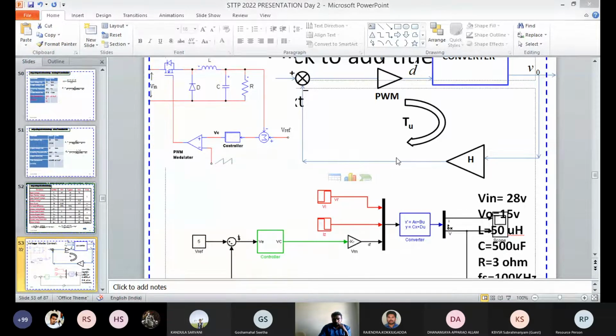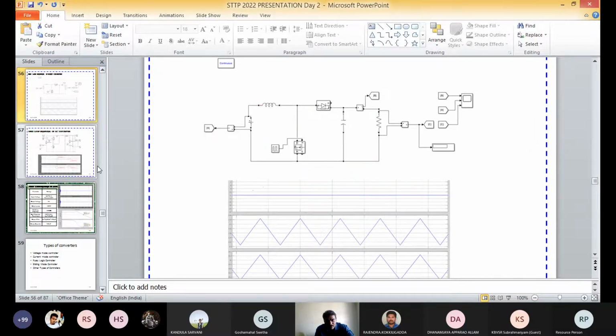That means from this we can identify that it has some drawback. In the output voltage time response, if you run it, we expected 15 volts, but here we are getting only 11 volts. That means there is a lot of steady state error for the buck converter without any controller.